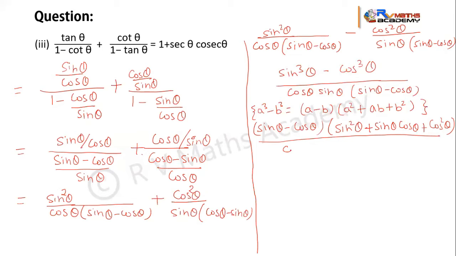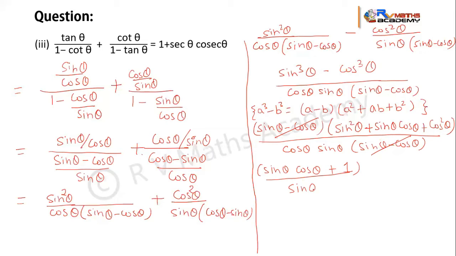Now in the denominator, we will get cos theta, sine theta minus cos theta. Now this is sine theta minus cos theta, so we will cancel out. Sine theta minus cos theta, this one will cancel out. Now we can write here sine theta into cos theta plus, now if I write sine square theta plus cos square theta, we know this identity, so it will make 1. So we will get 1 plus sine theta cos theta upon sine theta into cos theta.